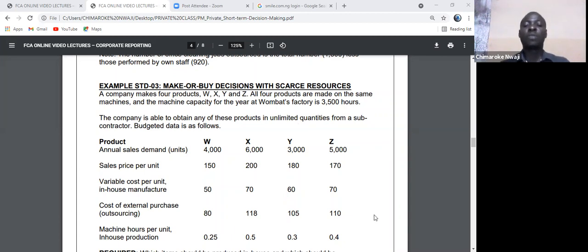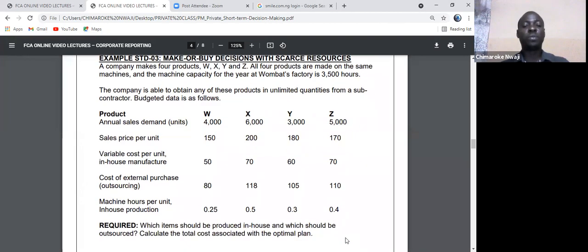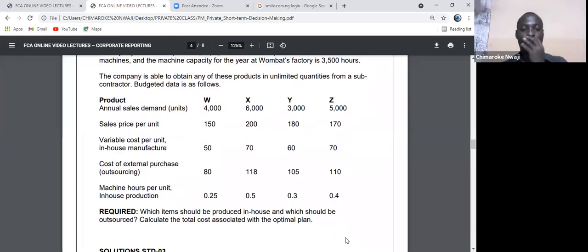So you may leave it in these figures here. You may also want to convert to minutes, whichever makes you feel good. Required: which items should be produced in-house and which items should be outsourced? Calculate the total cost associated with the optimal plan.